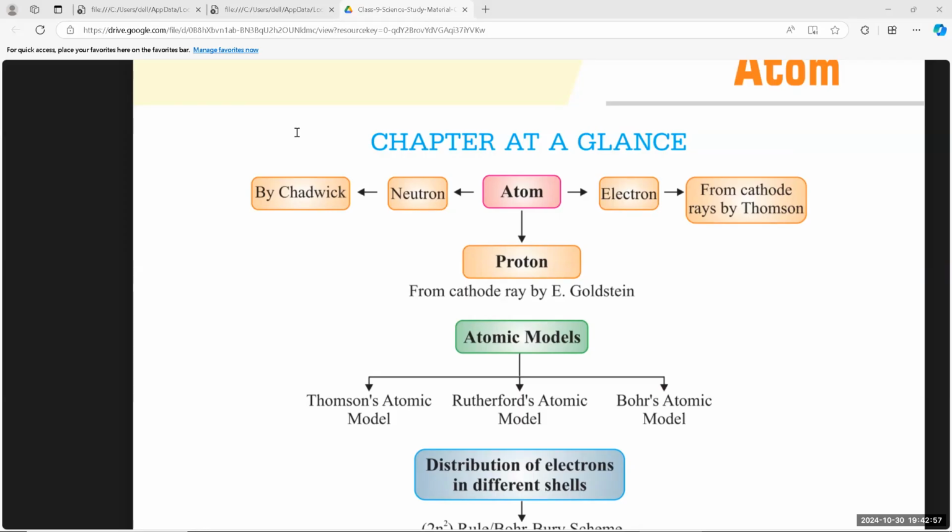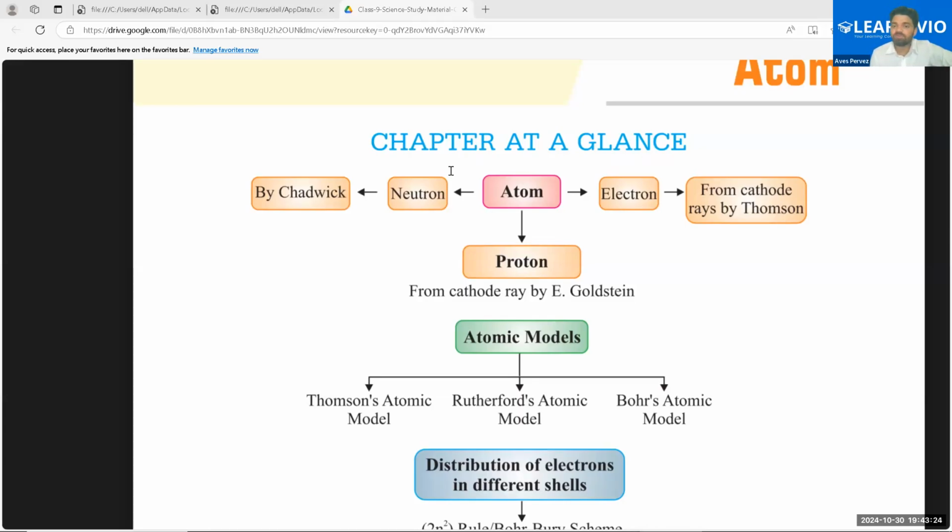Okay, so first of all, there are three subatomic particles: electron, proton, and neutron. The electron was discovered by J.J. Thomson by the cathode ray experiment, and the neutron was discovered by Chadwick. Similarly, the proton was discovered by Goldstein.